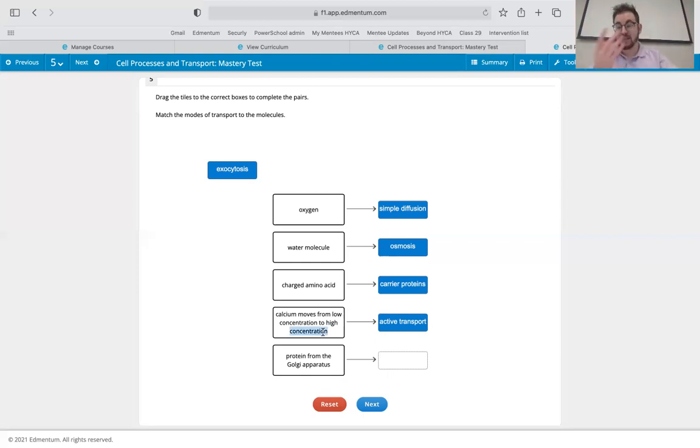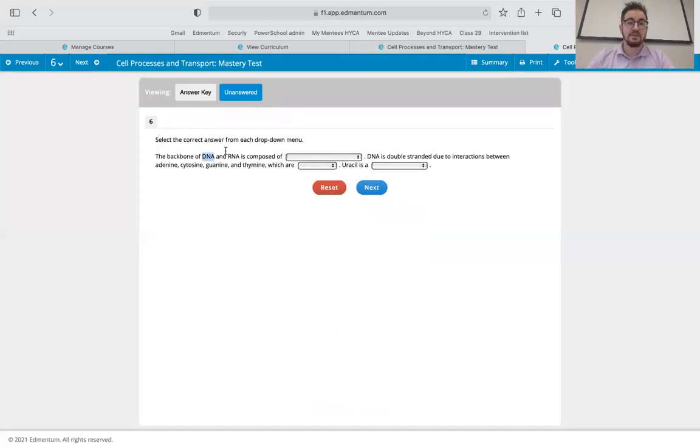The opposite happens with active transport. Some cells come and they go, hey, we need to move the low amount of water back down here. It works the opposite. And last is exocytosis. So a lot of explanation for that one. A little bit more complex. The backbone of DNA and RNA is, so we talked about it, DNA has a lot of carbohydrates in it, okay?